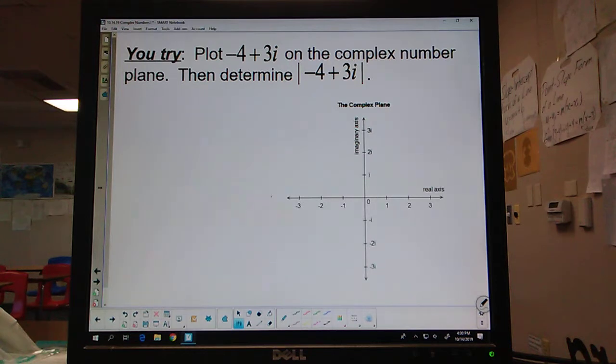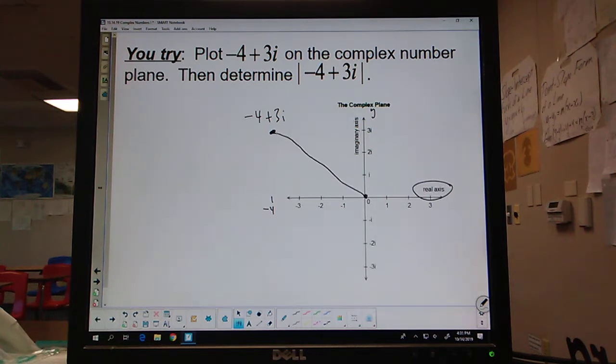Okay, you should have gone here to negative 4 on the x-axis, which we call the real axis, but it's the x that you're familiar with. And up to positive 3i on the y, or the imaginary axis, and line those up right about there, okay? There's your graph of negative 4 plus 3i. The absolute value is from here to the origin, okay?